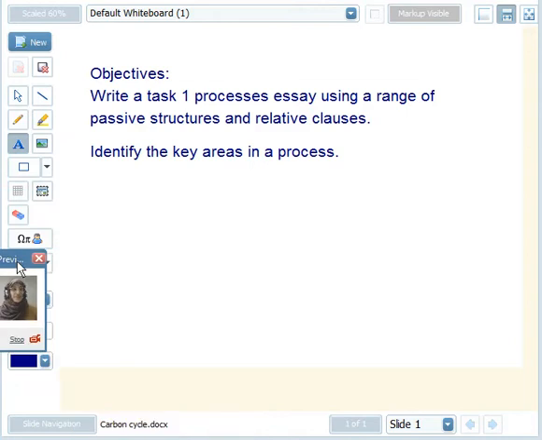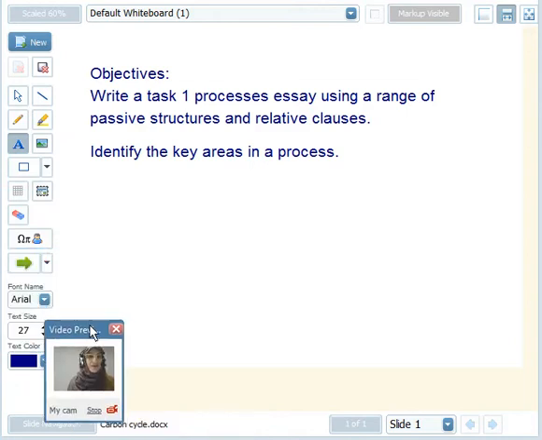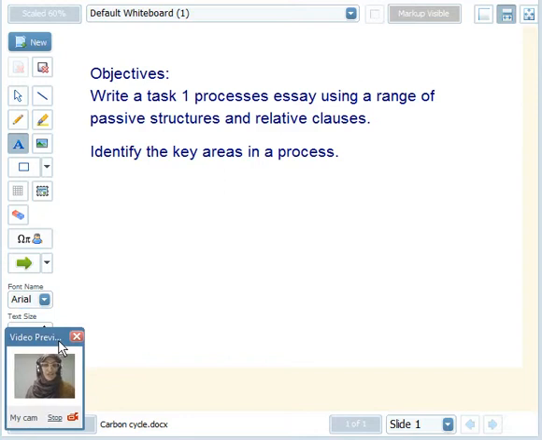Okay, so as promised, I'm going to do another little video for you regarding task 1. So in the IELTS academic or even general exam, you might not necessarily get a bar chart or a line graph like we did last session. You may get a processes task, which basically means you'll get a diagram and they'll ask you what's happening in each of the processes in the diagram.